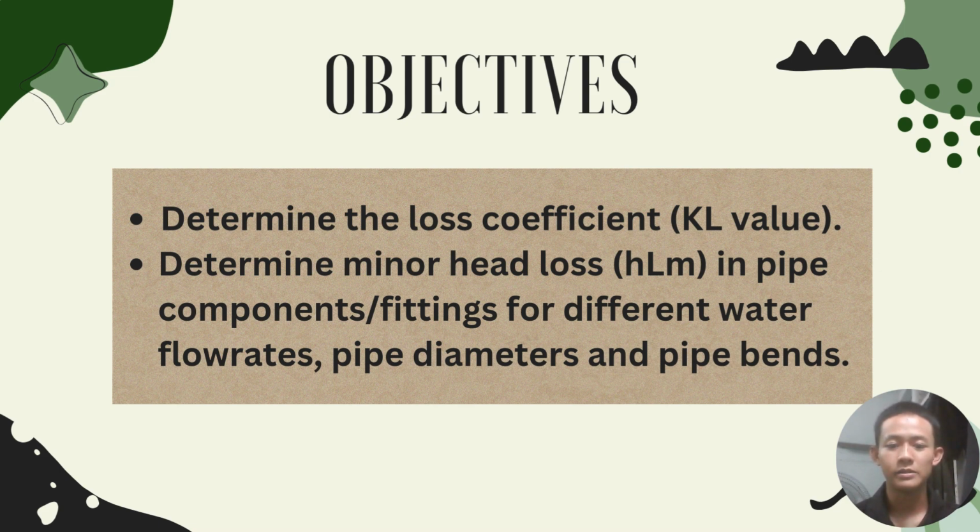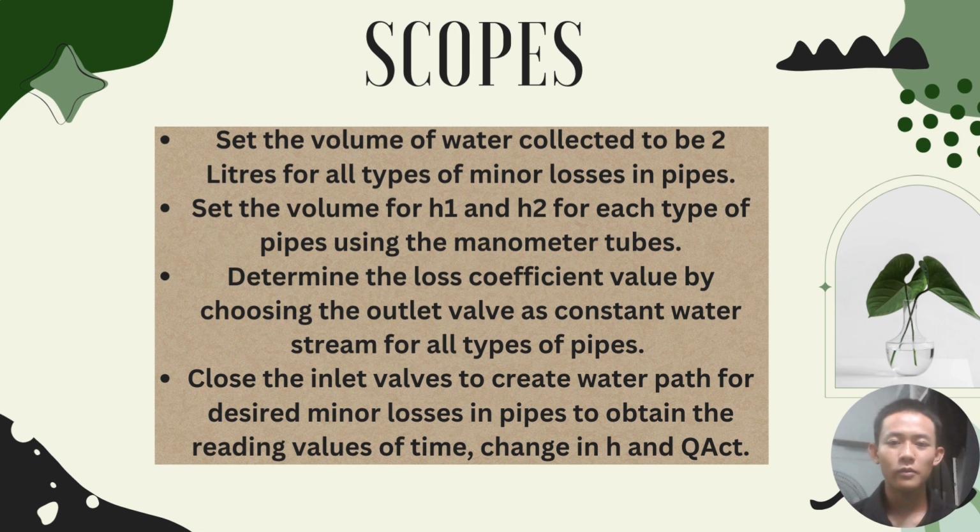and pipe bends. For the scopes of this experiment, the first one is to set the volume of water collected to be 2 liters for all types of minor losses in pipes. Next, set the levels for H1 and H2 for each type of pipe using the manometer tubes. Then, determine the loss coefficient value by choosing the outlet valve as constant for all types of pipes. Last, close the inlet valve to create a water path for the desired minor losses in pipes to obtain the readings of time, change in H and Q.